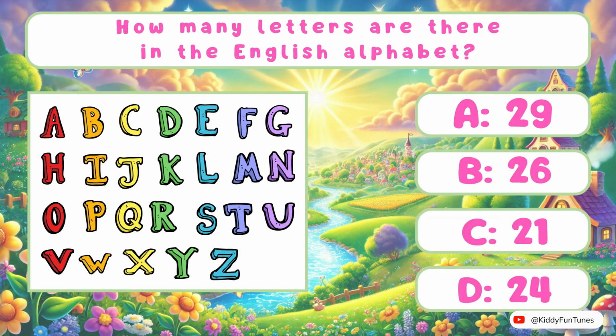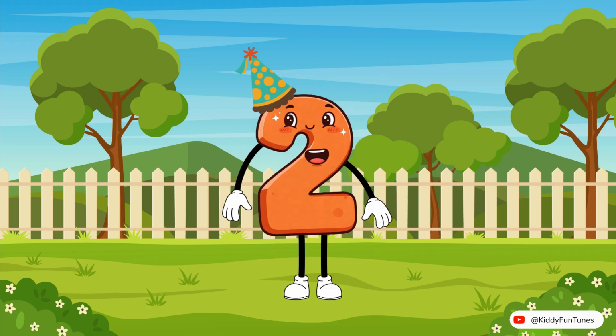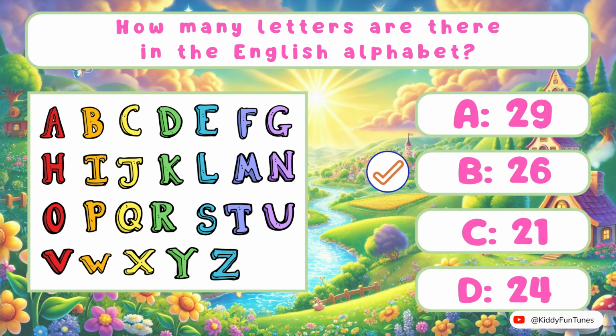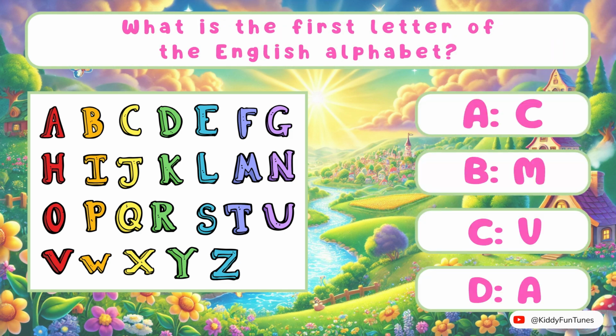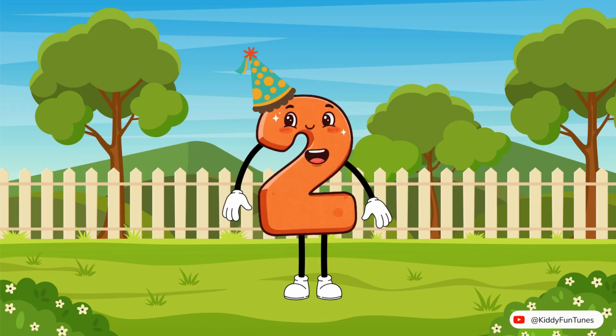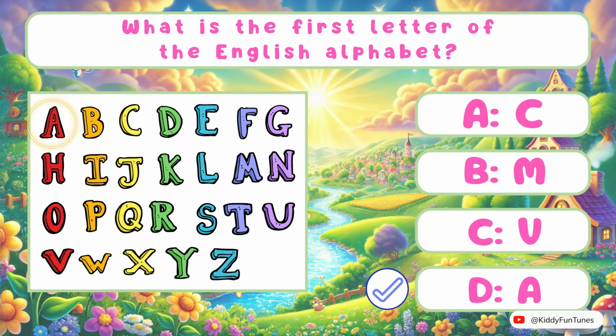How many letters are there in the English alphabet? The English alphabet has 26 letters. What is the first letter of the English alphabet? The first letter of the English alphabet is A. Yay! Let's say it together. A.